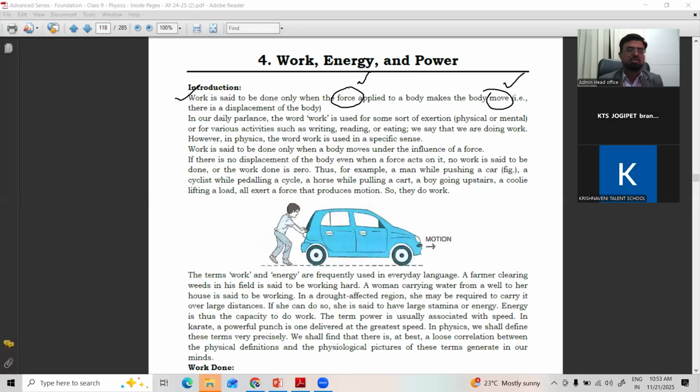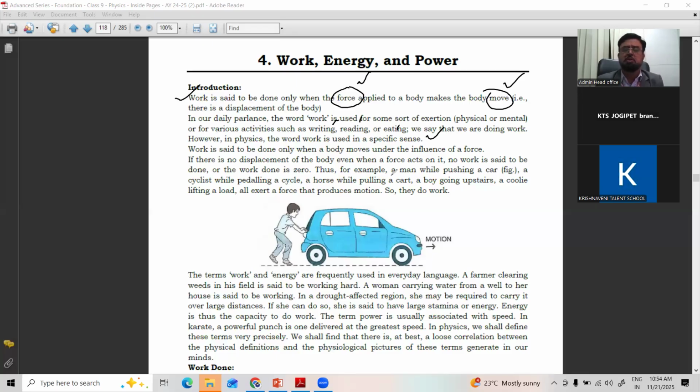Right? Understood? So some more explanation. In our daily parlance, the word work is used for some sort of exertion, that is physical or mental. Or for various activities such as writing, reading, eating, we say we are doing work. However, in physics, work done is used in a specific sense.